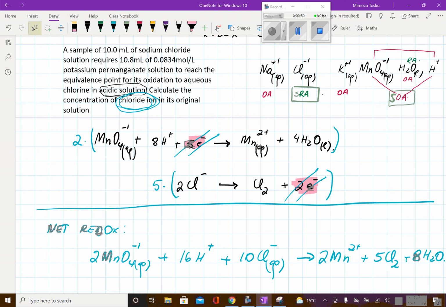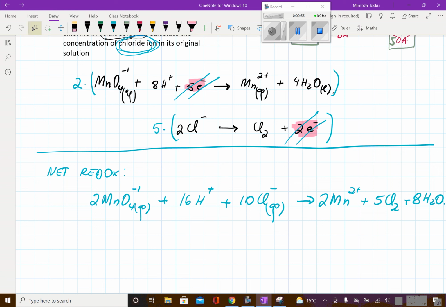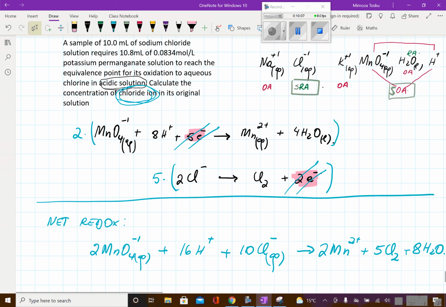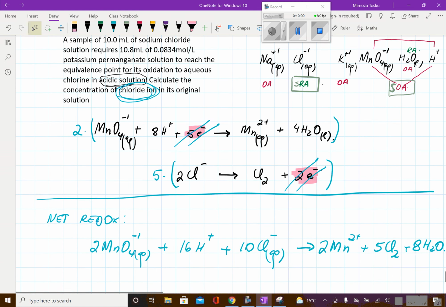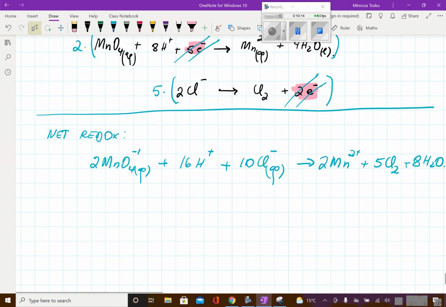So we have 10 milliliters of sodium chloride. Okay, sodium chloride. So now let's sort out what we have here. What is given is that we have 10 milliliters of sodium chloride in aqueous solution. I'll write it with a different color so we can see. 10 milliliters of sodium chloride.